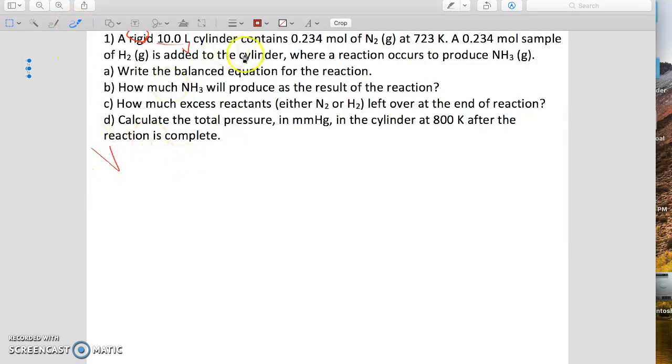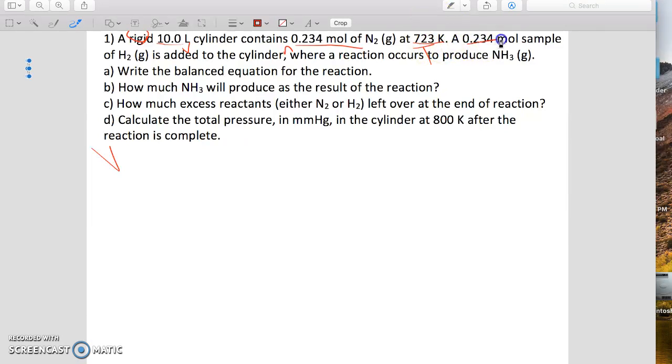V doesn't change. Okay, it contains this many moles of N2, so that's a gas. Mole just means n. At 720, T in Kelvin. Okay, temperature, right? Kelvin is the temperature, and T is in Kelvin, which is great. We do want Kelvin.